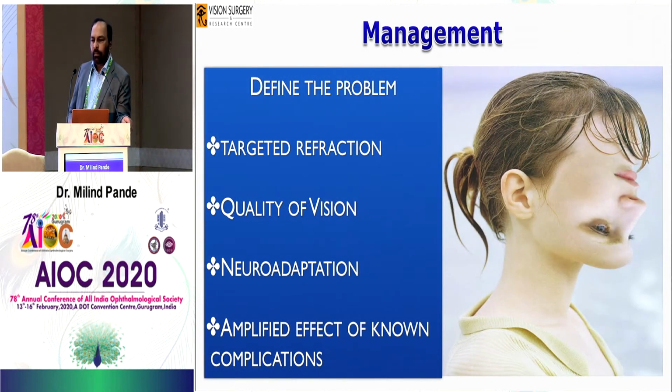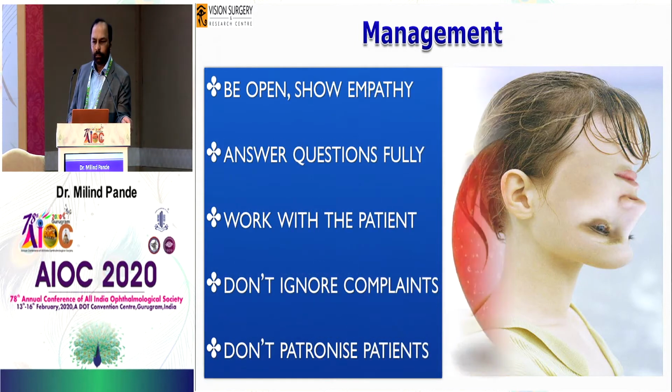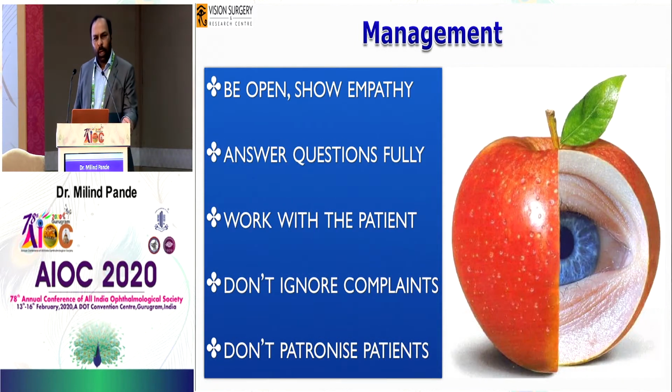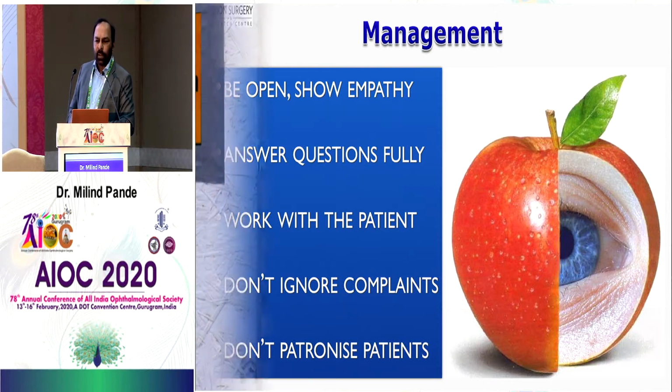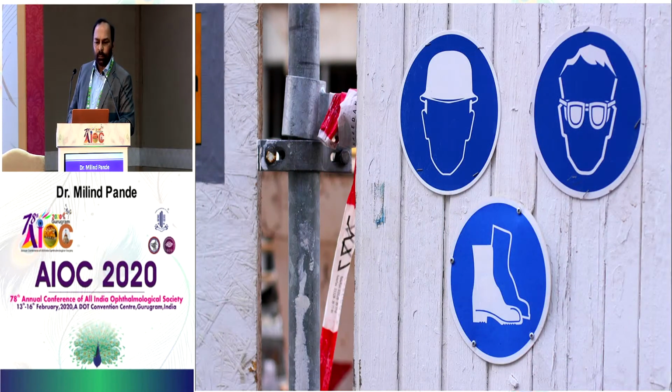So how do we manage these problems? You have to define the problem. You have to target the refraction. You have to think in terms of the quality of vision, and you have to think in terms of the neuroadaptation. One has to be open and talk to the patients very clearly. You have to answer their questions very fully. You have to work with the patient and never ignore their complaints, because the moment you start patronizing the patient, it becomes very difficult to manage things further.